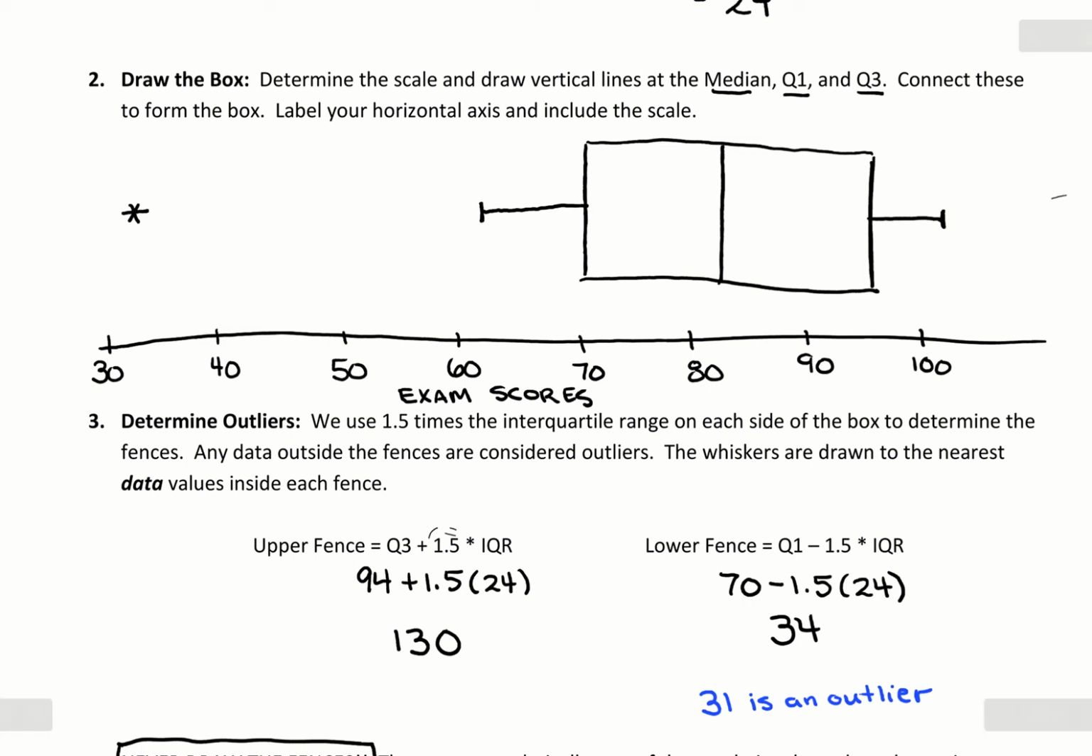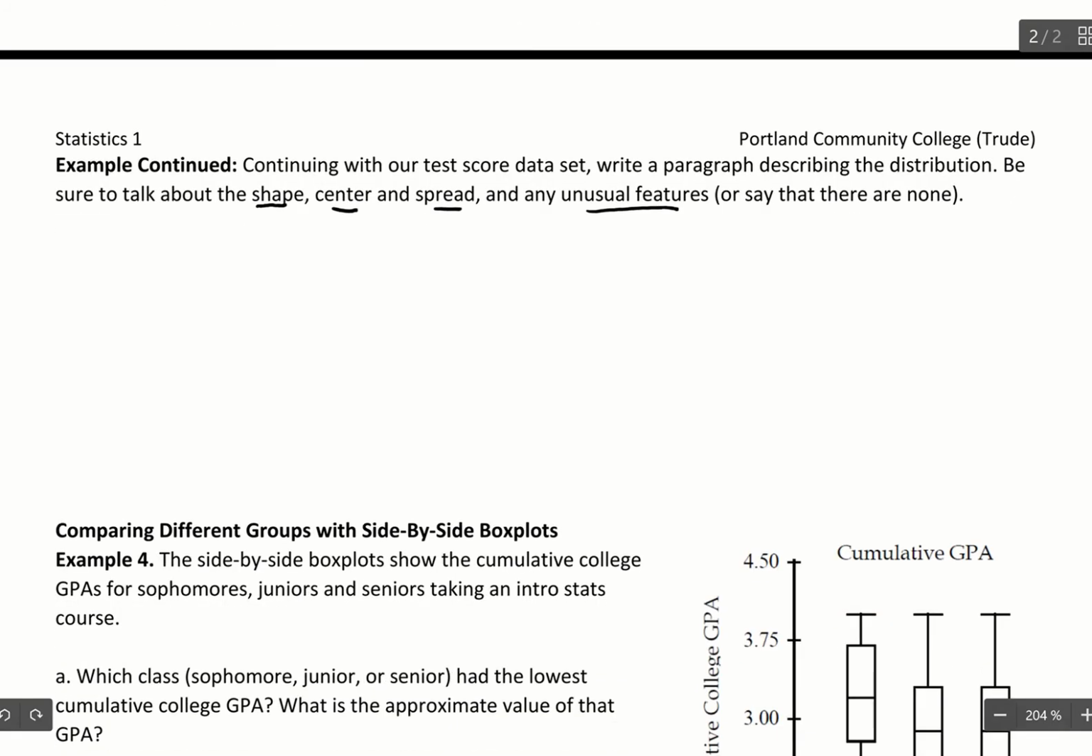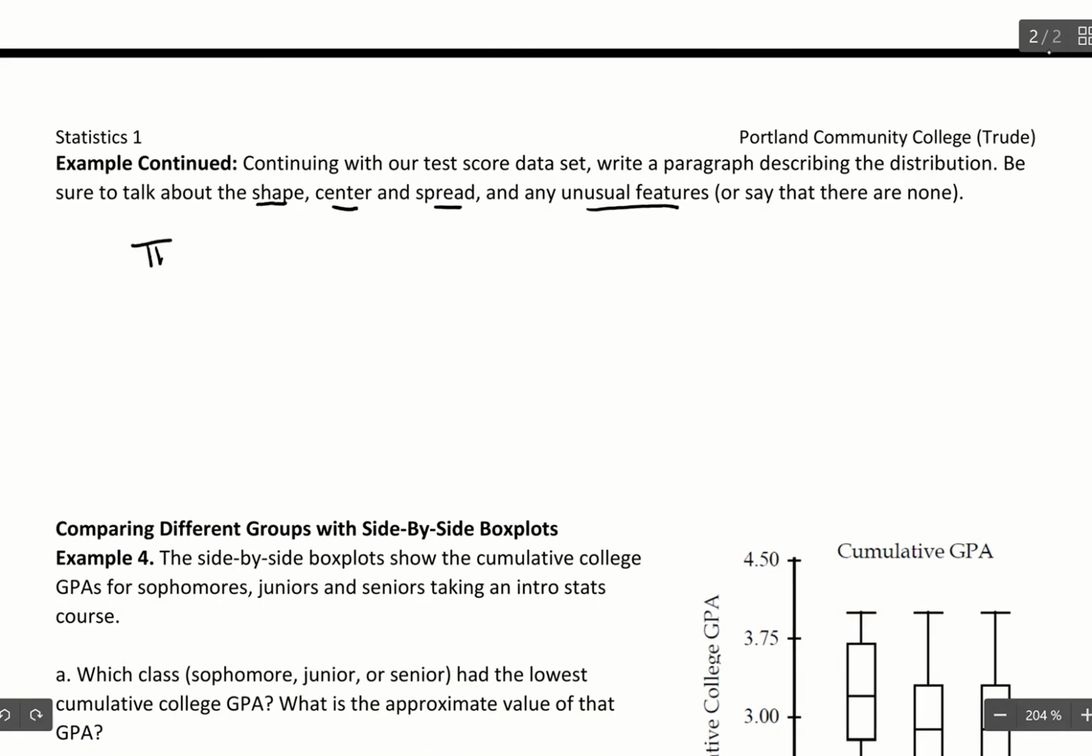And it would look right skewed if we had some outliers on the right-hand side, or kind of this long whisker on the right-hand side. But for us, we have left skewed. So the exam scores are left skewed.